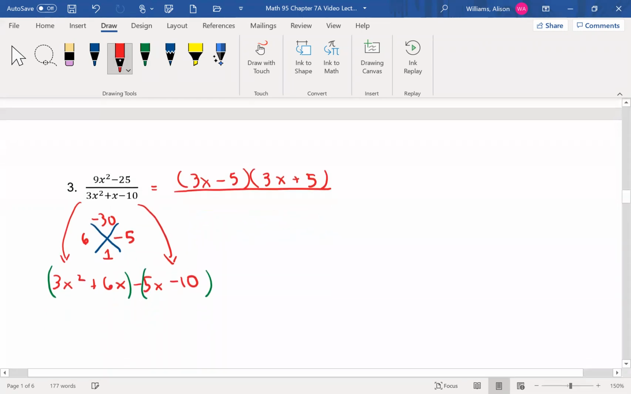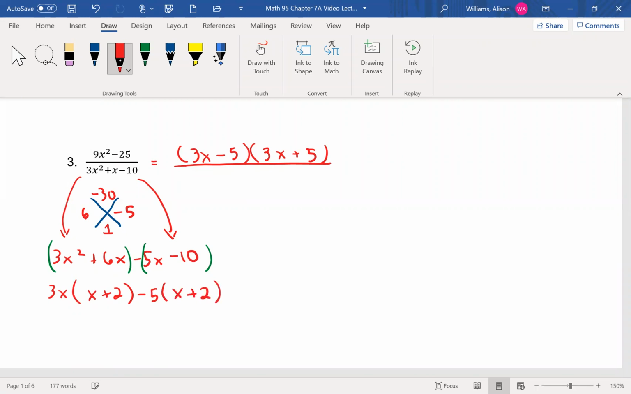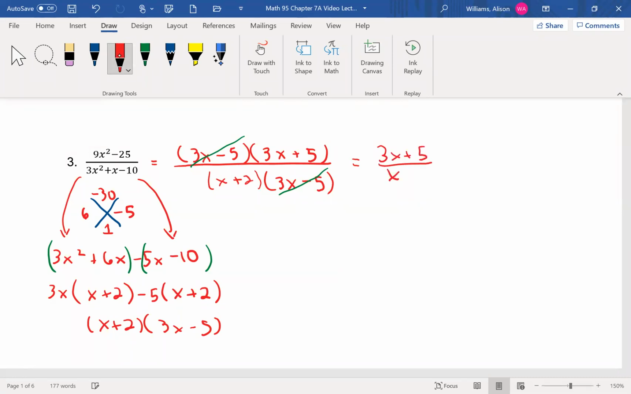Out of the first group, I can factor out a 3x, and that leaves me with x plus 2. Second group, I could factor out a -5, and that leaves me with x plus 2. So my blob is x plus 2 times 3x minus 5. I'm going to write that up here. And there we go, I see the common factor: 3x minus 5. That's what they have in common, so I can cancel that. And I'm left with 3x plus 5 over x plus 2. And that would be my final answer.